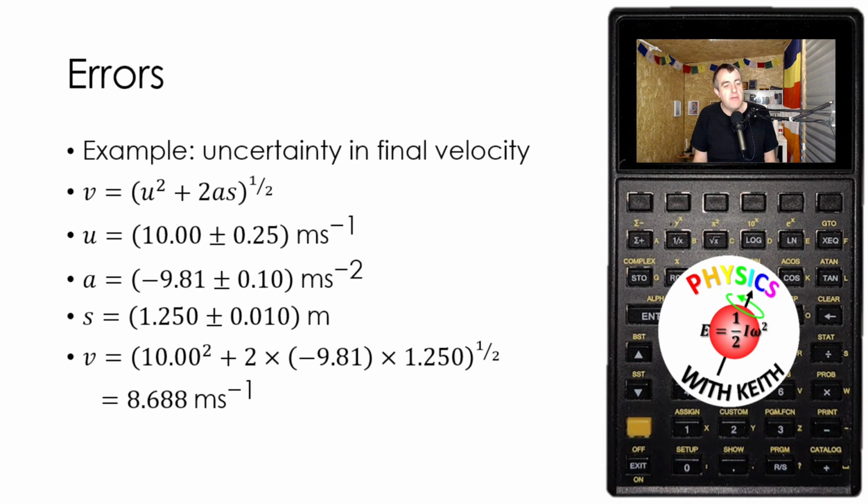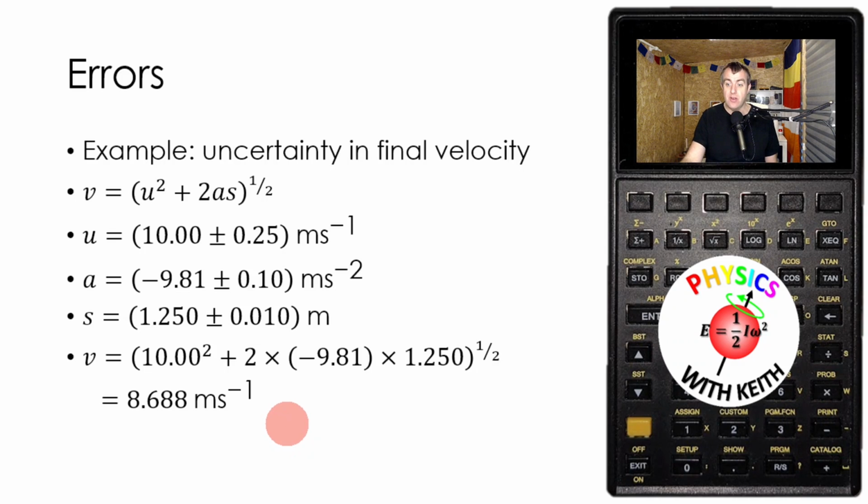Well, we can calculate the mean v pretty easily, just by taking these values and plugging them into the equation. So instead of u, it's 10.00, we square it. Instead of a, it's negative 9.81. Instead of s, it's 1.250. Notice that I use all of the decimal places. I'm not doing any rounding when I substitute, because I need to see clearly where these data have come from. And I get my value. Okay, fine. GCSE level, that would be okay. A level, if we're given uncertainties, we better use them.